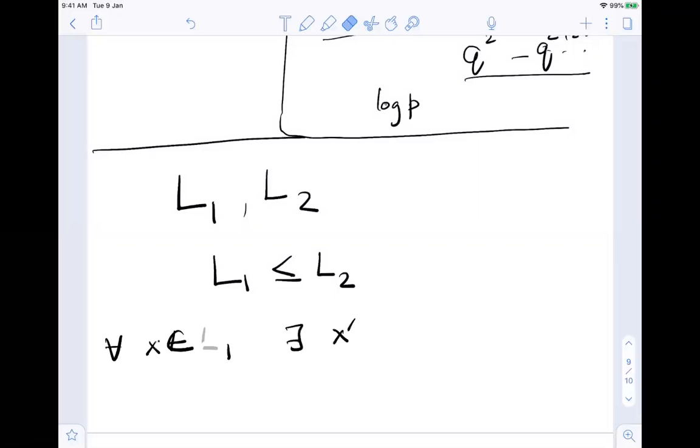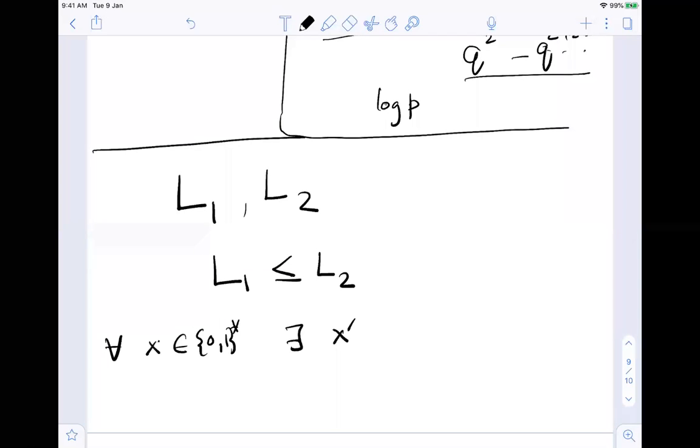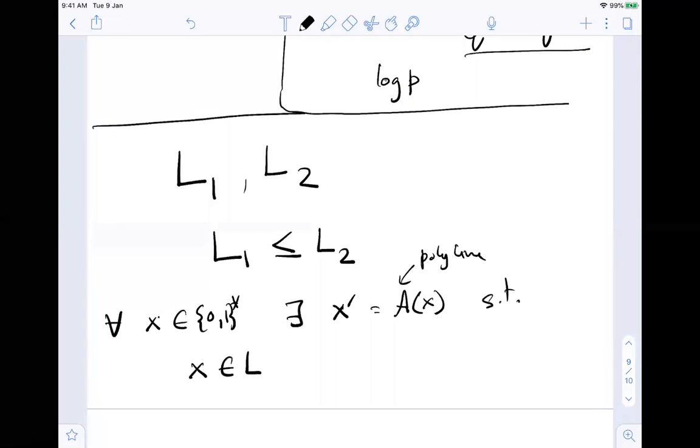Sorry, I made a mistake. For all x in {0,1}*, there exists an x prime, which can be attained by applying a polytime algorithm to x. By polynomially massaging x, I can produce x prime such that x is in L1 if and only if x prime is in L2.